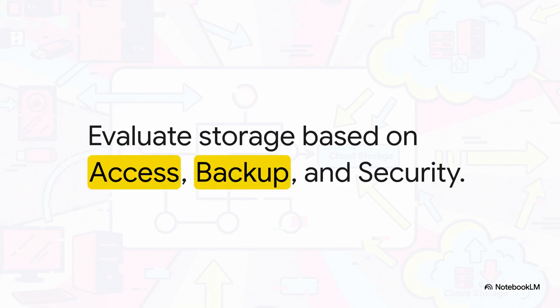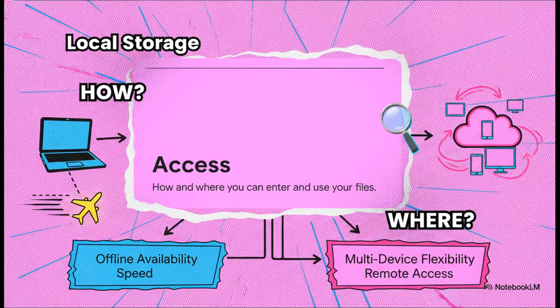So, the crucial point is, choosing the right storage solution really comes down to balancing three major concepts. When we evaluate any computer system storage, we have to look at what I like to call the big three: access, backup, and security. Let's break down exactly what these mean for our two contenders. First up is access, which simply means how and where you can enter and use your information. Local storage wins hands down on the how when it comes to speed and offline availability. If you're on a long flight with zero Wi-Fi, local storage is for sure your best friend.